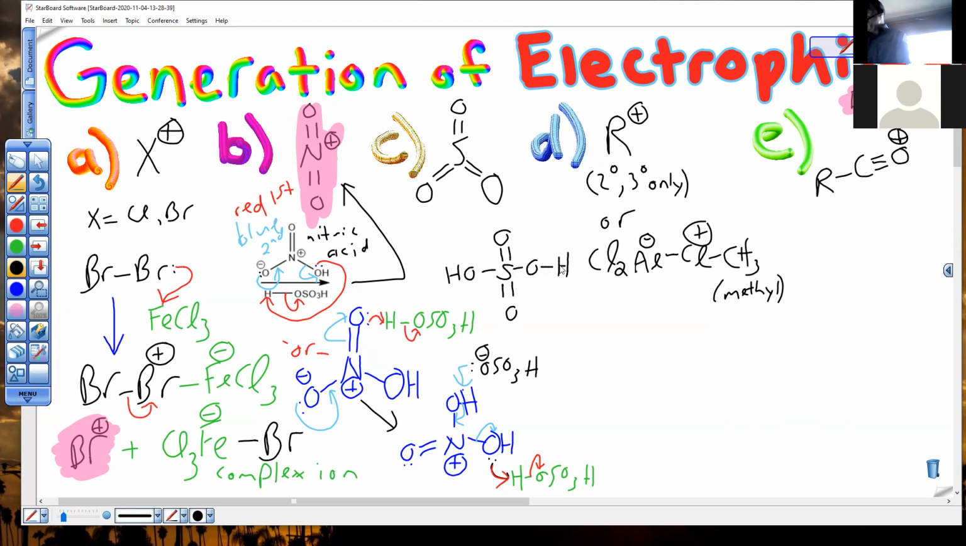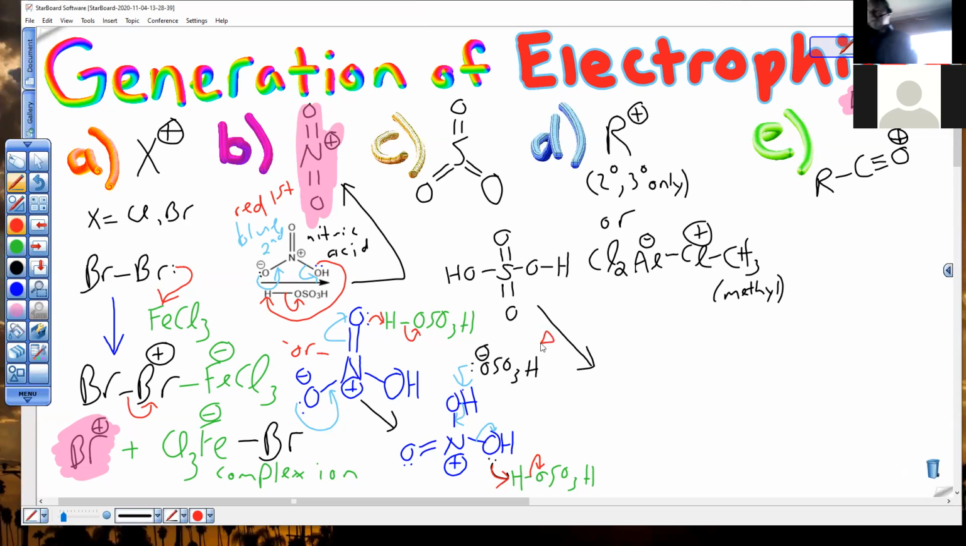If you heat sulfuric acid up, it will auto-dehydrate. What does that mean? It means sulfuric acid acts as a catalyst for its own dehydration. So a little heat is always required here.